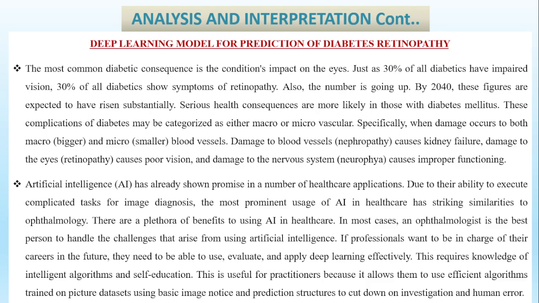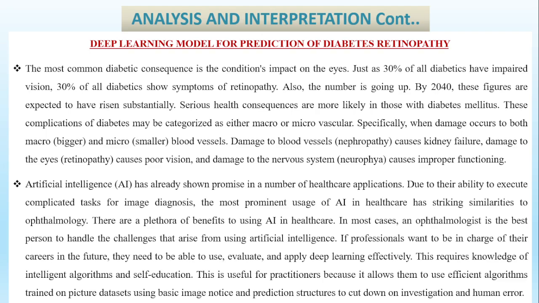Now, deep learning model for prediction of diabetic retinopathy. First one is the category classification of diabetes, type 1, type 2 and type 3. Now, the deep learning model will work to find diabetic retinopathy. The most common diabetic consequence is the condition impacting the eyes. Around 30% of all diabetics have impaired vision, and 30% show symptoms of retinopathy. Also, the number is going up. By 2040, these figures are expected to have risen substantially.